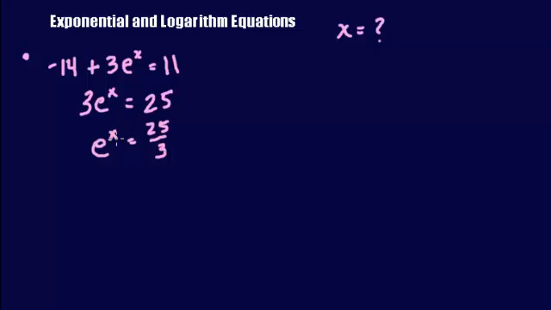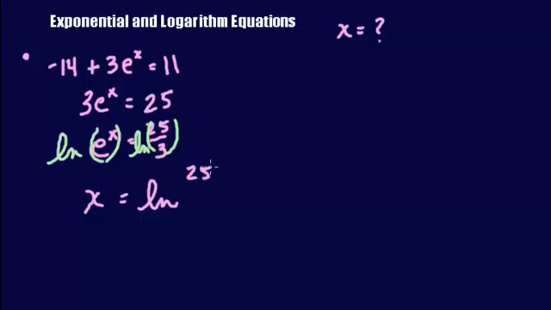Next thing I'll do is I need to get this x out of that exponent. How I'll do this is I'll do the opposite of e: I'm going to natural log both sides. So I'm going to natural log the entire side. And when I do that, the natural log of e to the x, using our log properties, is x equals the natural log of 25 over 3. And I'm done. That's the first one. This would be your exact answer. You could push the buttons on your calculator and get an approximation, but this is your exact answer.